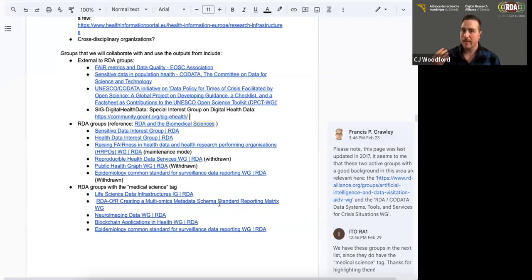I was thinking more about the collaboration with groups, and you mentioned the sensitive data interest group first, and then RDA groups. So that's definitely the top of our list. And we were very careful when we were requesting times that we didn't want to intersect with sensitive data, and we didn't want to interact with life science data infrastructure. Those were the two we really didn't want to have sessions on top of.